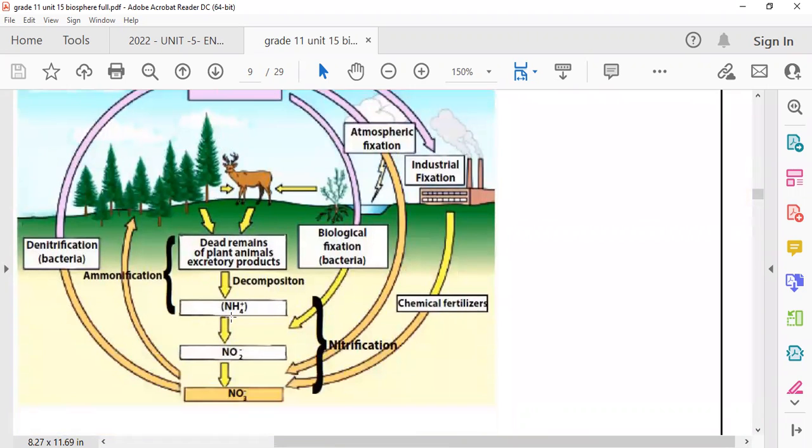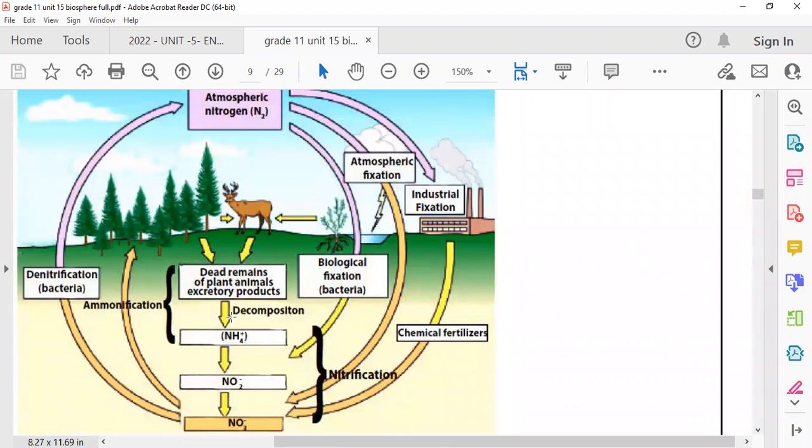That is atmospheric fixation. So during biological fixation, N2 gas is converted to NH4 plus. In the picture, the arrow is not correctly marked. During atmospheric fixation, N2 gas is converted to NO3 minus ion, nitrate ion.